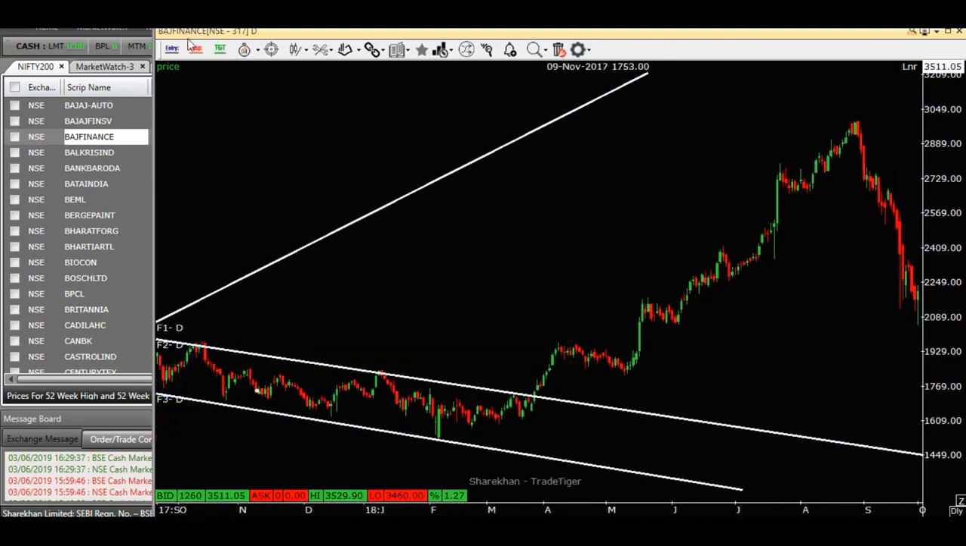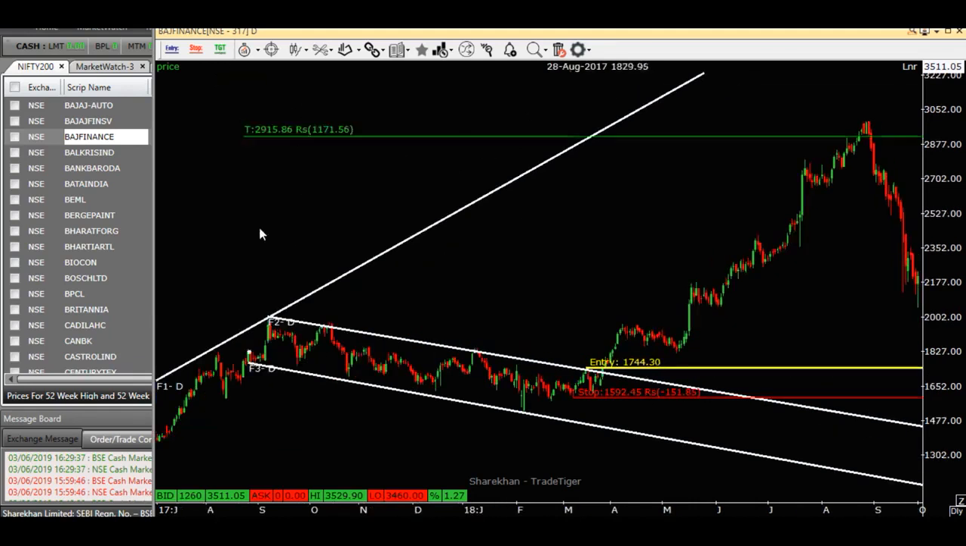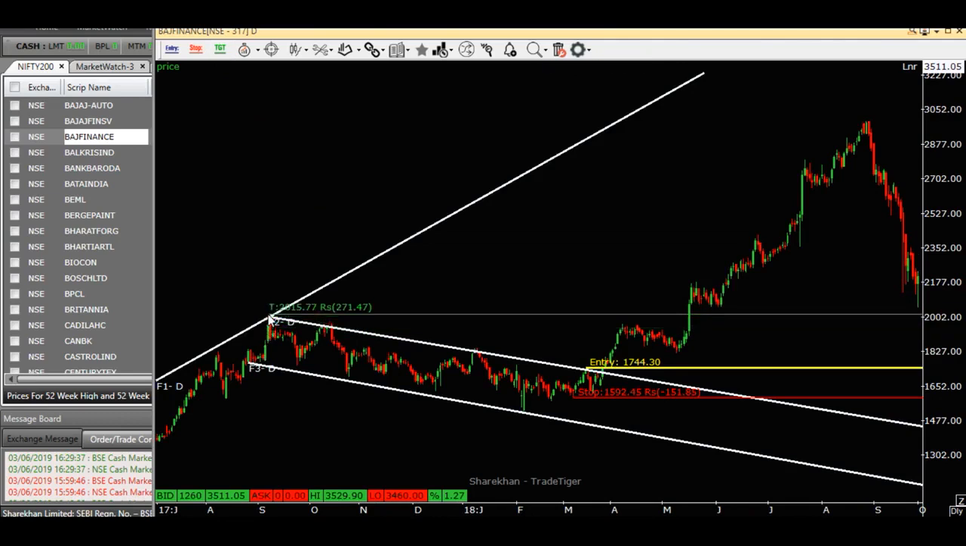And now eventually what happens is it breaks out. This is my stop loss, the midpoint. And for the target, we can keep this high here, the pole high.